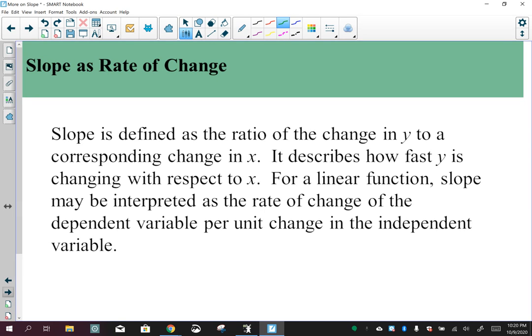So slope is defined as the ratio of the change in y to a corresponding change in x, aka delta y over delta x. That means change. It describes how fast y is changing with respect to x. For a linear function, the slope may be interpreted as the rate of change of the dependent variable per unit change in the independent variable. So these are all different ways that we're going to look at slope as a rate of change.